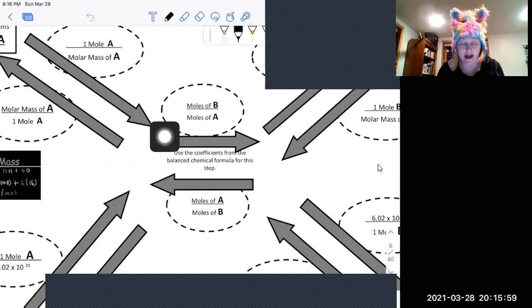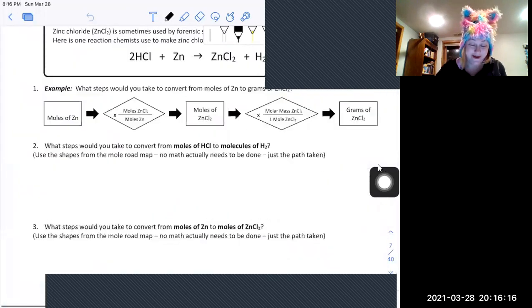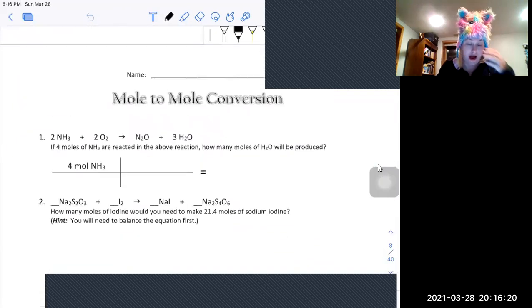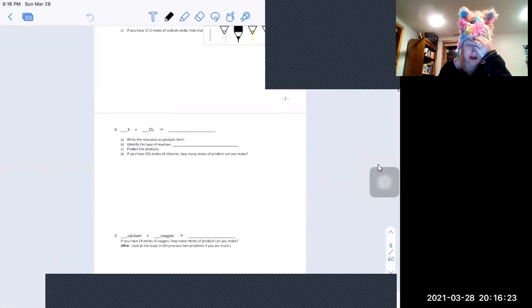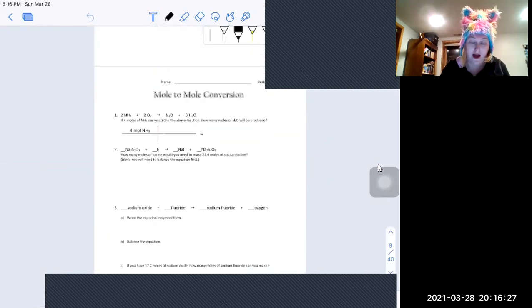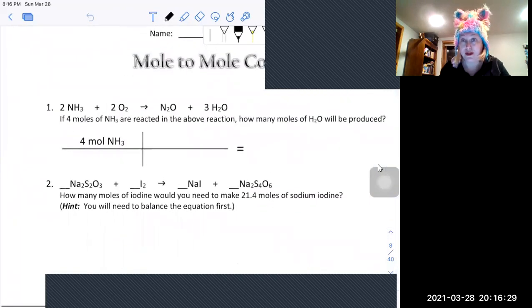What we're going to be learning today is when we start with moles of one chemical, and then we switch to moles of a new chemical. And we do that by using what's called a mole ratio, or moles over moles. And we use the coefficients from the balanced chemical formula for this step. So we are going to start here with this problem right here. Your assignment is going to be the second page 2 and 3. And so we're going to be looking at mole-to-mole ratios.